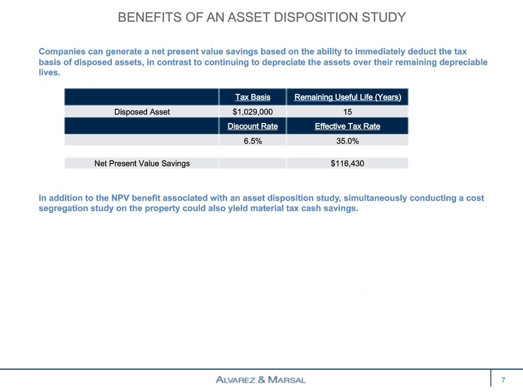Mark, I want to bring Mark in here for a minute because there are other aspects of this that can be addressed at the same time. So you're taking the time to conduct an asset disposition study. The question is, are there other benefits you can generate? And we think the answer is yes. One, you could look at a cost segregation study. And I think in general what Mark is going to touch upon is using this as a good time to clean up your tax fixed asset ledger in general.